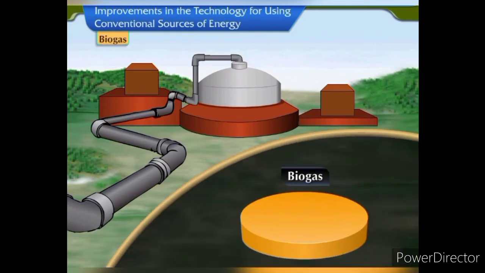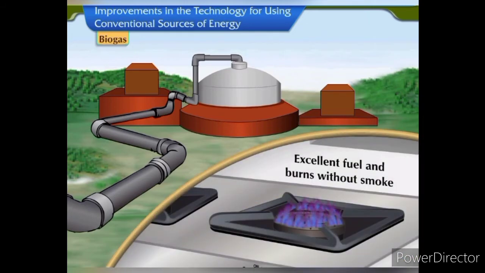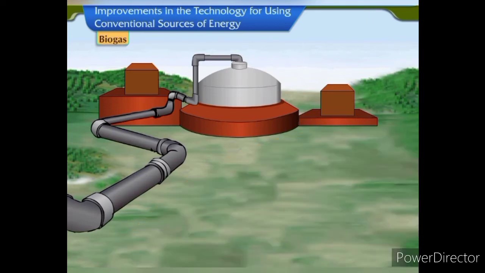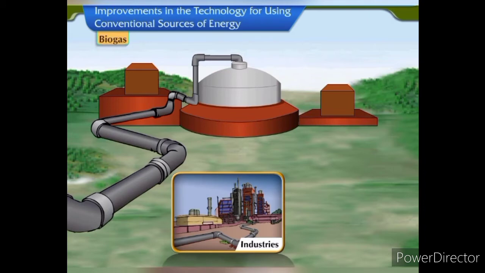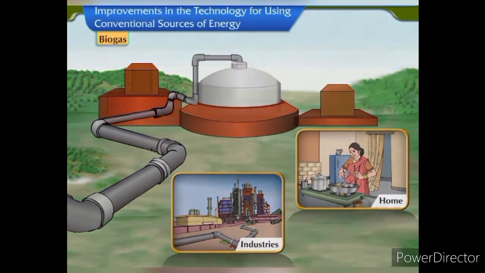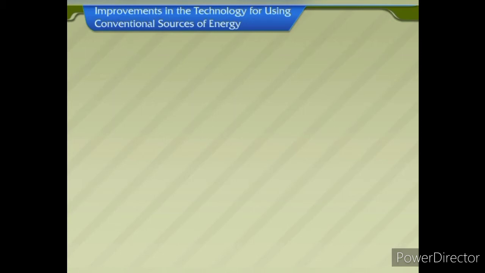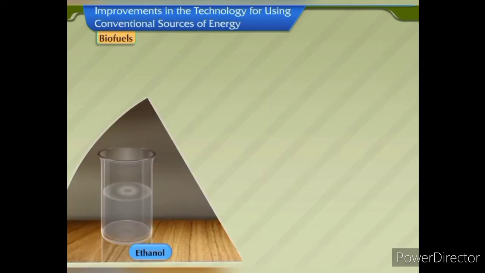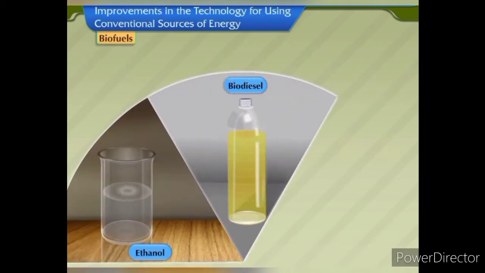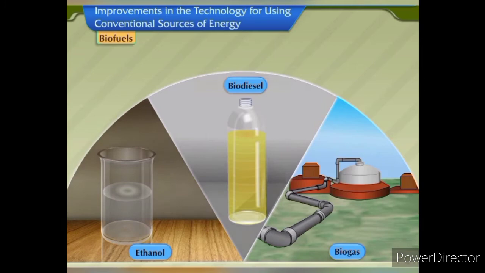A biogas contains around 80% of methane. It is an excellent fuel and burns without smoke. It is used as a fuel in industries and at home. Biofuels. Biofuels are renewable energy sources of fuel obtained from biomass. Biofuels include ethanol, biodiesel, and biogas.